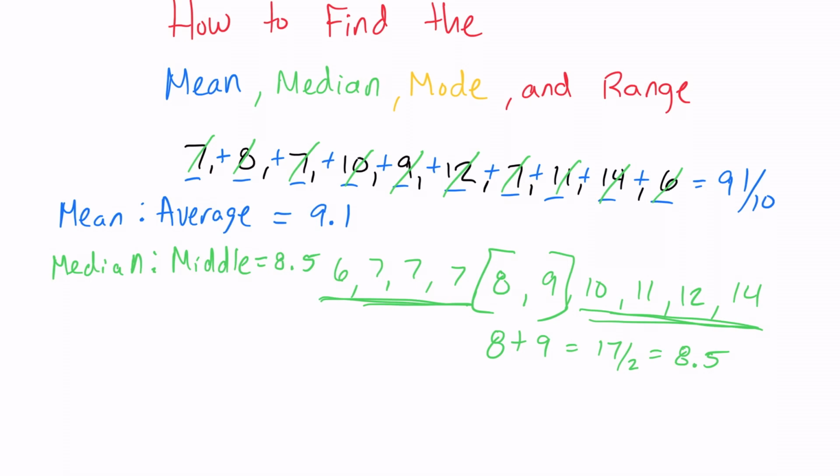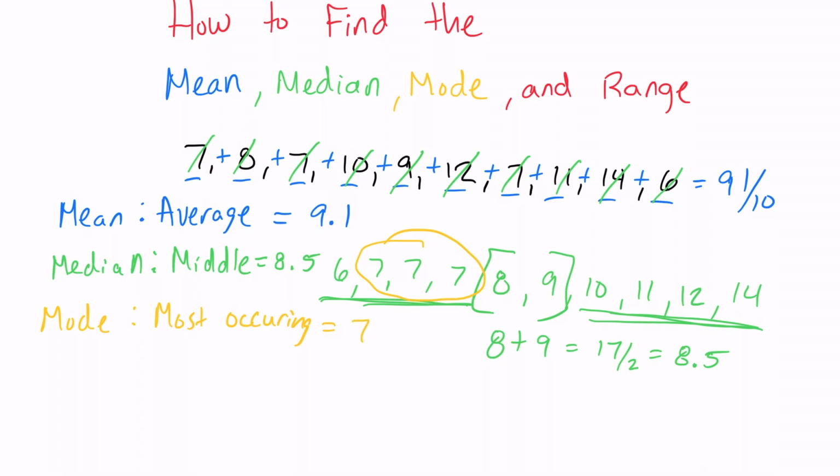Now, once we found the median, we can move to our mode. Mode is our most occurring. So what number happens the most in our data set? Well, looking at our terms in order here, it makes it very easy to see which one happens the most frequently. We can see our term 7 happens 3 times here. That makes our mode 7. It's the most occurring term.